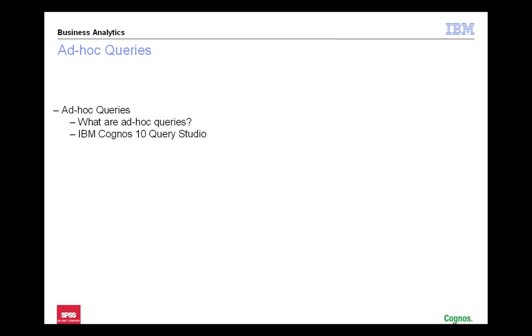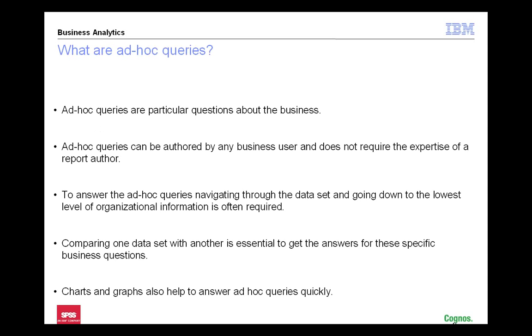Okay, then we come to ad hoc queries. Ad hoc queries are nothing but typical business questions, some particular business questions that need to be addressed. Those are ad hoc queries. Okay. Then we'll discuss IBM Cognos 10 Query Studio. Firstly, ad hoc queries are particular questions about business. Queries can be authored by any business user, and it will not require any expertise of a report author.